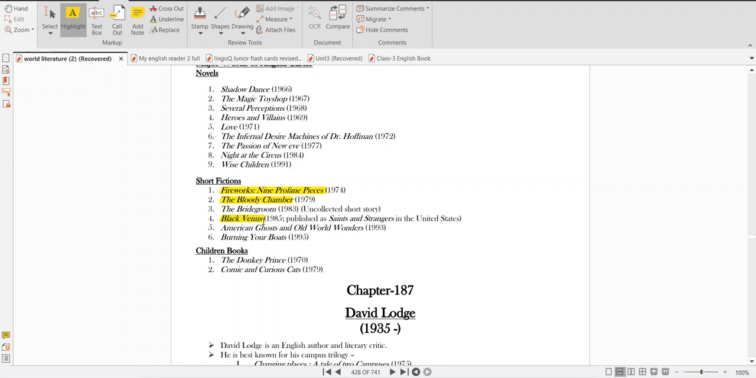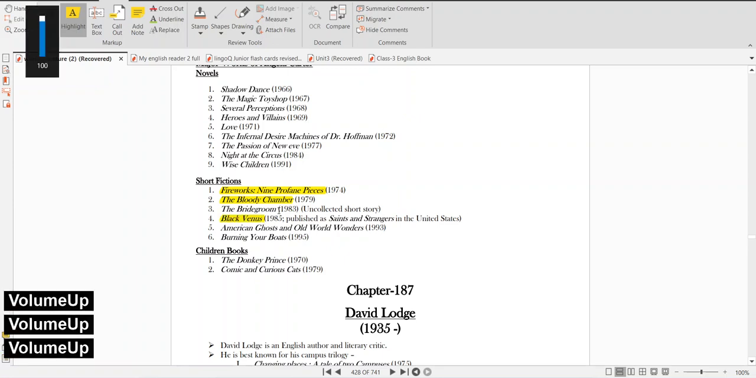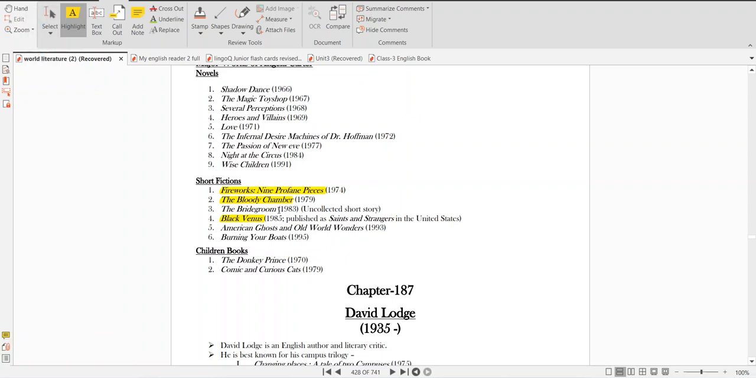Do I have to read the name or the plot? This is what you are asking. Yeah, I will tell you. Fireworks, Nine Profane Pieces, just remember the name. The Bloody Chamber, read this story. In this collection, The Bloody Chamber, there is a story called The Bloody Chamber. Read that story only, not all the stories.